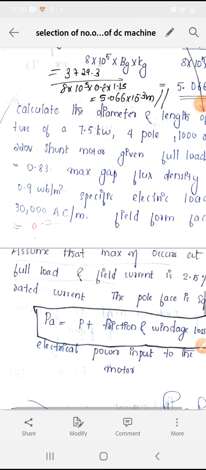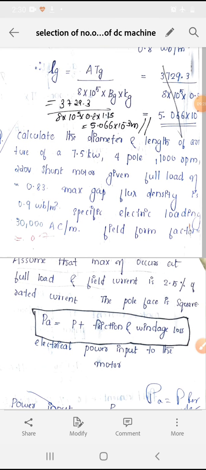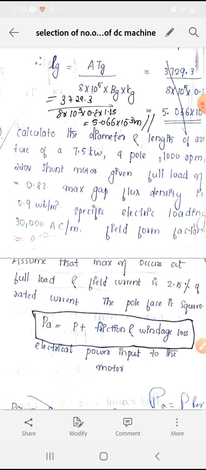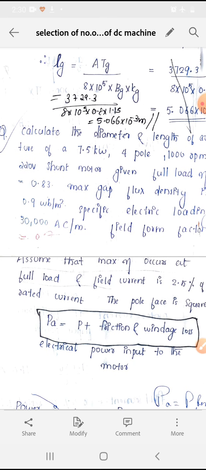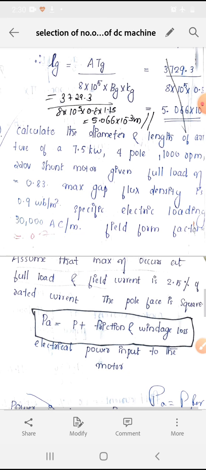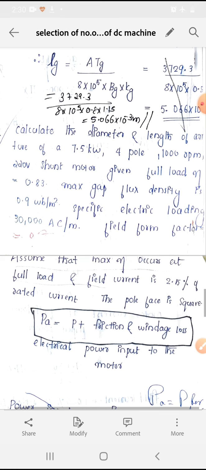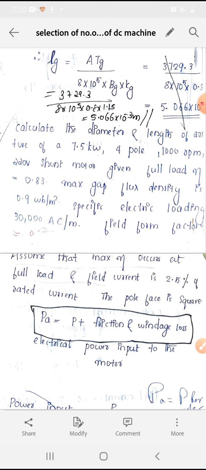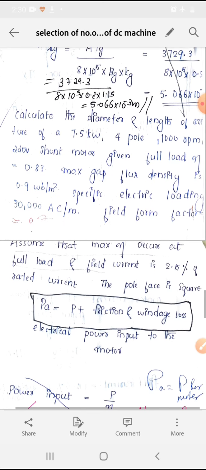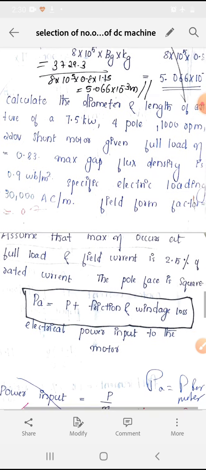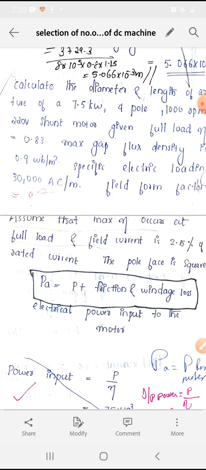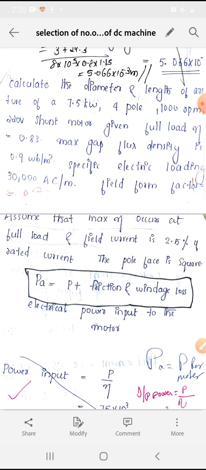Next problem is, calculate the diameter and length of armature of a 7.5 kilowatt 4-pole 1000 rpm 220 volt shunt motor. Given full load efficiency is 0.83, maximum gap flux density is 0.9 Weber per meter square. Specific electric loading is 30,000 ampere conductor per meter. Field form factor is 0.7. Assume that maximum efficiency occurs at full load, field current is 2.5% of rated current, and the pole face is square.